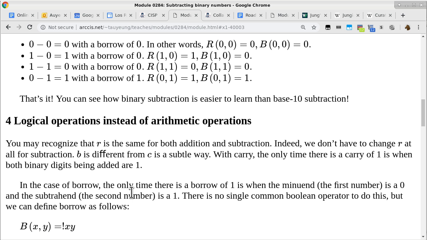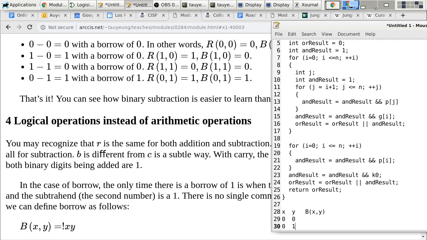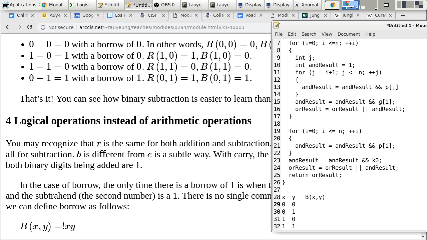If you're not convinced, how can you convince yourself? A truth table, very good. So I'm just going to use a truth table here, just to remind you what a truth table is and why it is useful. So we got x, we got y. This is the borrow of x minus y. 0, 0, 0, 1, 1, 0, 1, 1. So 0 minus 0 has a borrow of 0. 0 minus 1 has a borrow of 1. 1 minus 0 has a borrow of 0. 1 minus 1 has a borrow of 0. So this is how we want it.